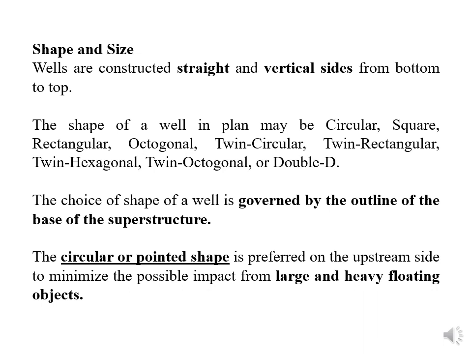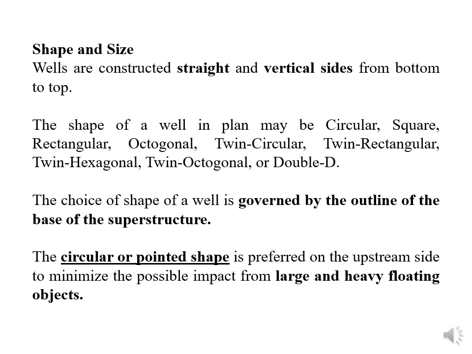The circular or pointed shape is preferred on the upstream side to minimize the possible impact from large and heavy floating objects. What does it mean? See, in the river, upstream, downstream is there. Upstream means from which the water is coming. So the pointed part we have to put along the upstream side, right?